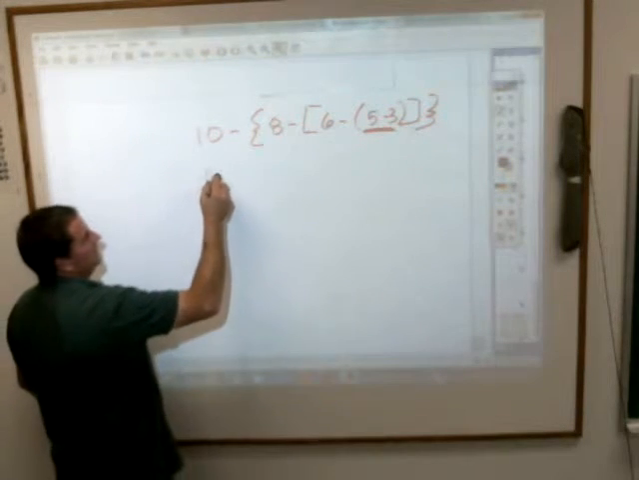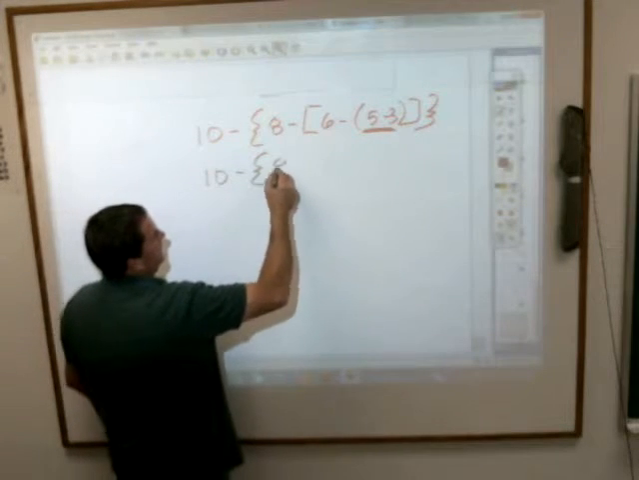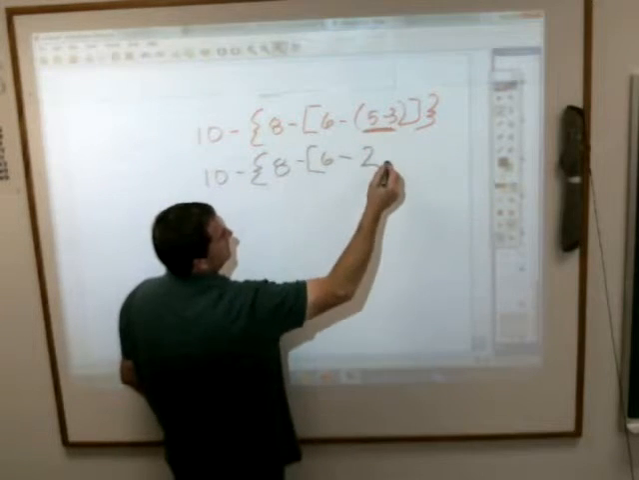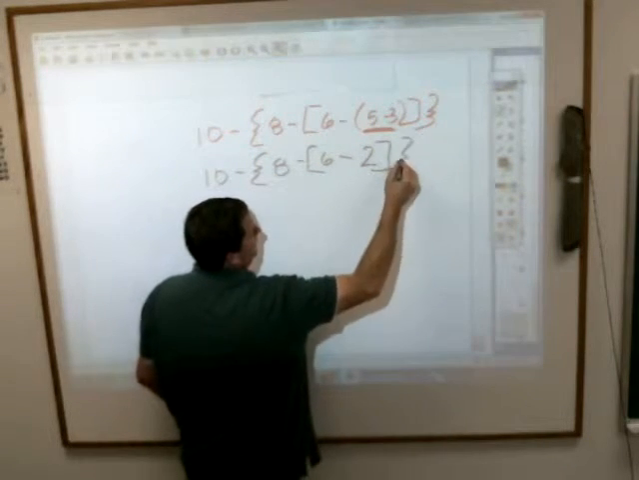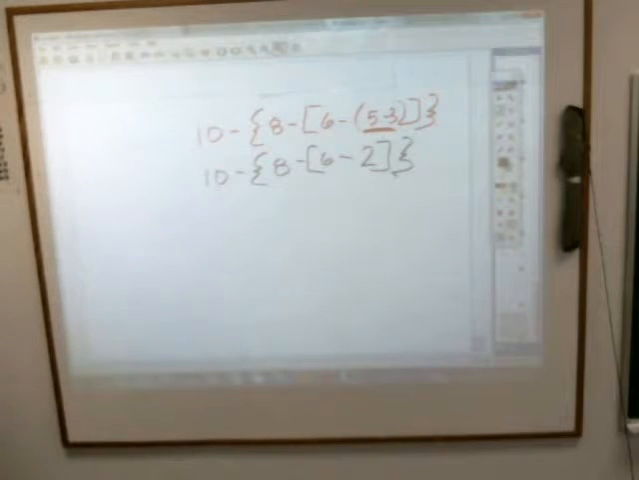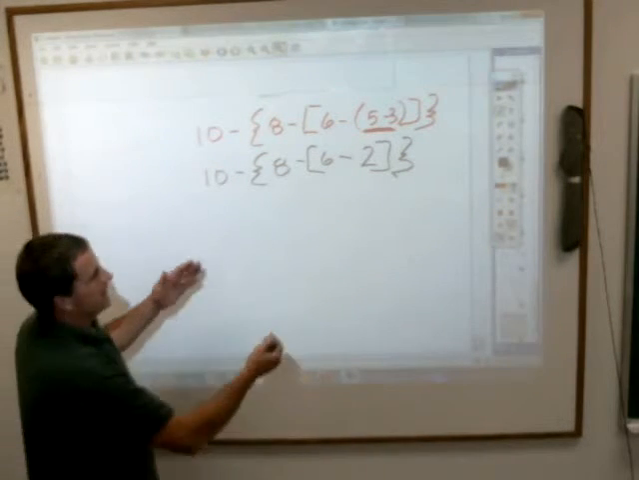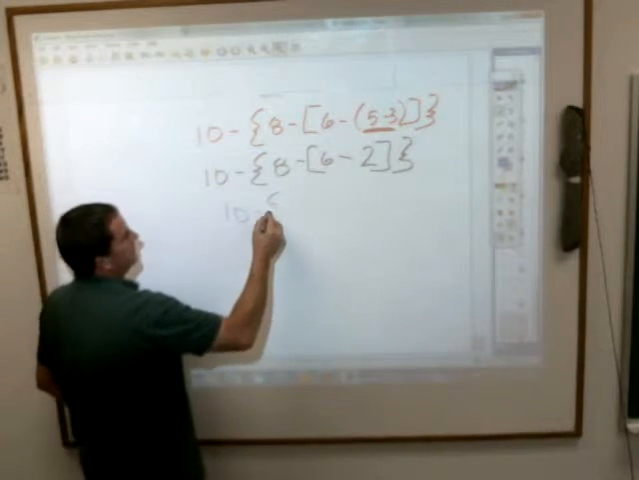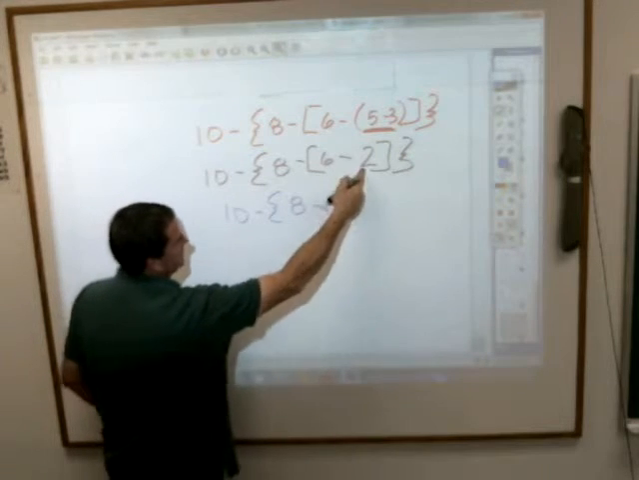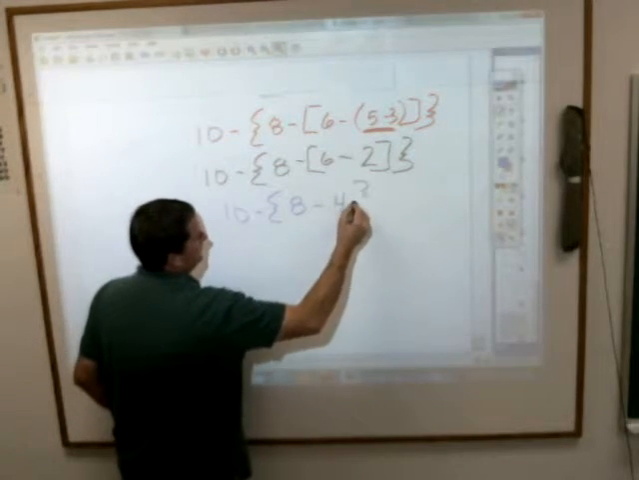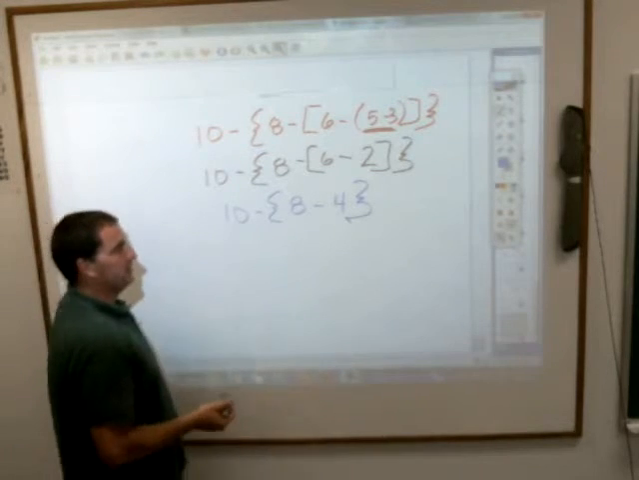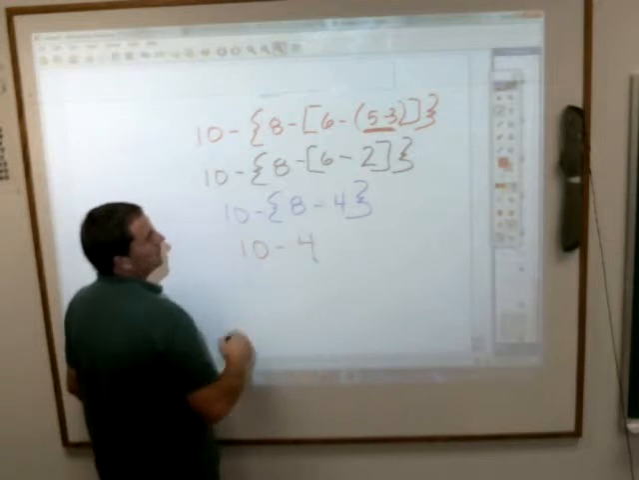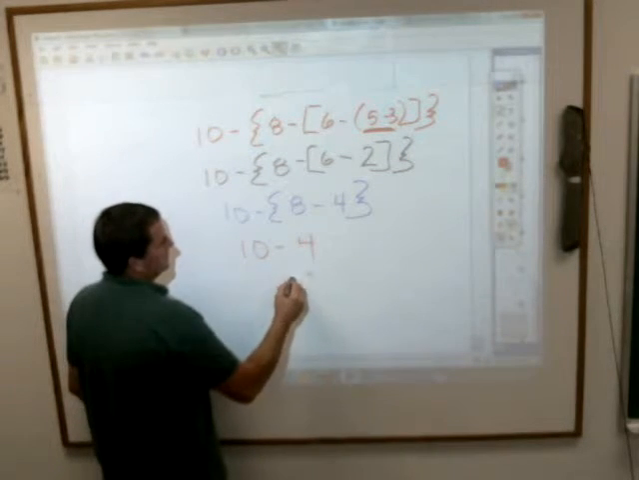So it's going to look like this. 10 minus the brace, 8 minus 6 minus 5 minus 3, which is 2. I've gotten rid of that parenthesis because I did that part of the problem. Now I work inside the grouping symbol that's inside the grouping symbol, and it's going to be 10 minus the brace, 8 minus whatever 6 minus 2 is, which is 4. Now I'm down to just that one grouping symbol. 10 minus 8 minus 4 is 4, and then 10 minus 4 is 6.